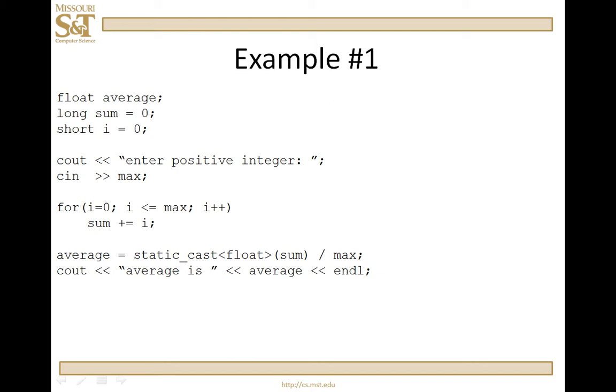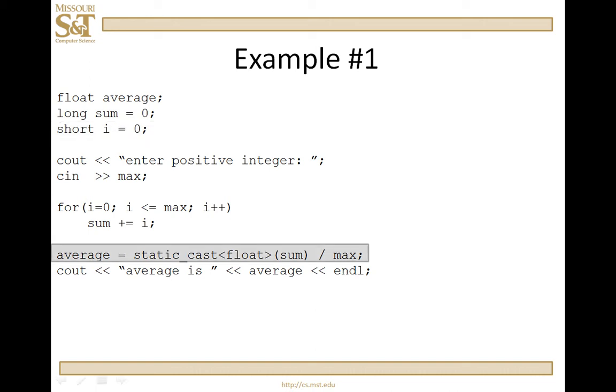So I'm going to declare some variables outside of the loop, a float type for average, a long integer for sum, which I've initialized to 0, a short integer called I, which I've initialized to 0 also. And you might be saying to yourself, now wait a minute, isn't that kind of a poor choice for a name for a variable? And normally, yes, I would say that is, but in this case, that is not so. And I'll elaborate on that here in a few minutes.